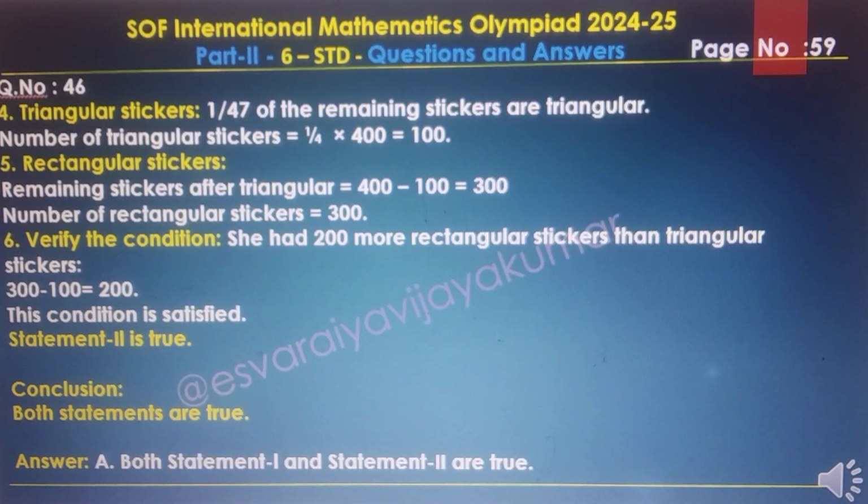The triangular stickers are 1/4 of the remaining, so 1/4 times 400 equals 100. In the same way, rectangular stickers are 400 minus 100, which equals 300. Verify the condition: we had 200 more rectangular stickers than triangular stickers, 300 minus 100 equals 200. This condition is satisfied, so statement 2 is true. The conclusion is that both statements are true. Option A, both statement 1 and statement 2 are true, is the final answer.